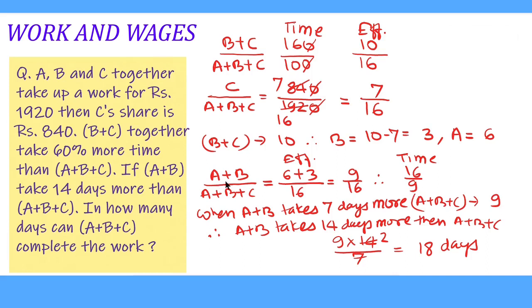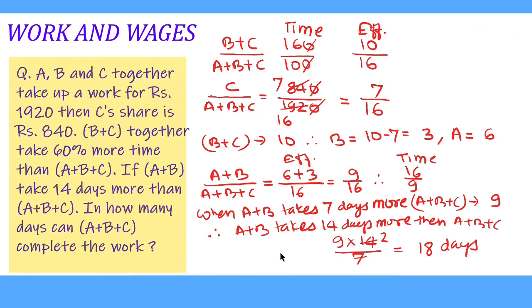It means that A plus B take 7 days more than A plus B plus C when they work together. So when A plus B takes 7 days more, the work done by A plus B plus C is in 9 days, and it is given that A plus B take 14 days more. So the work done by A plus B plus C will be equal to 9 multiplied by 14 upon 7, and 7 cancels 14 for 2 times, which is equal to 9 multiplied by 2 equal to 18 days.